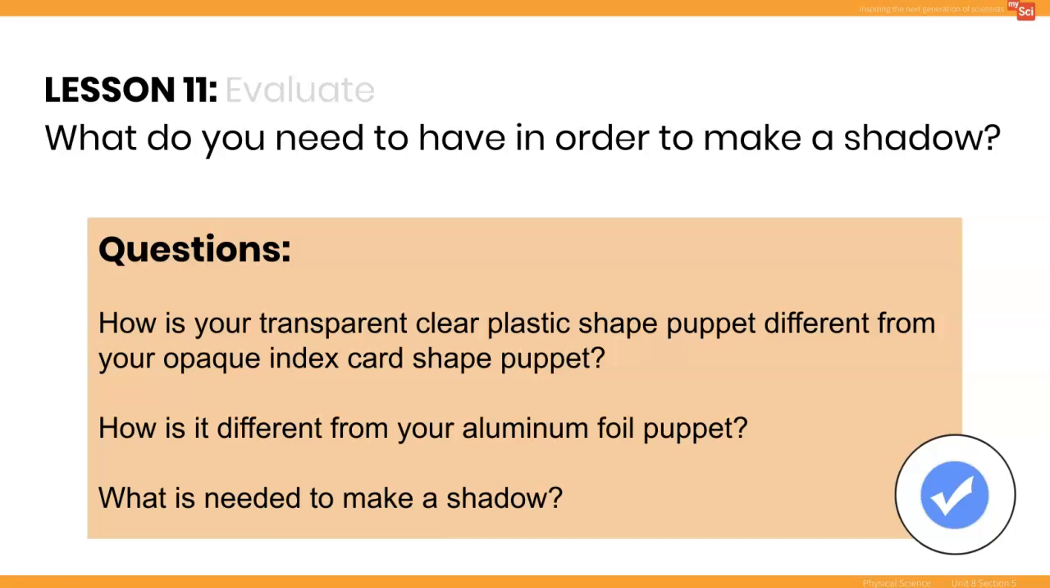And then finally, ask them what is needed to make a shadow. You're looking that students understand what transparent, opaque, and translucent mean, and that they can identify the things needed to make a shadow, the light source, the surface, and the light blocker.